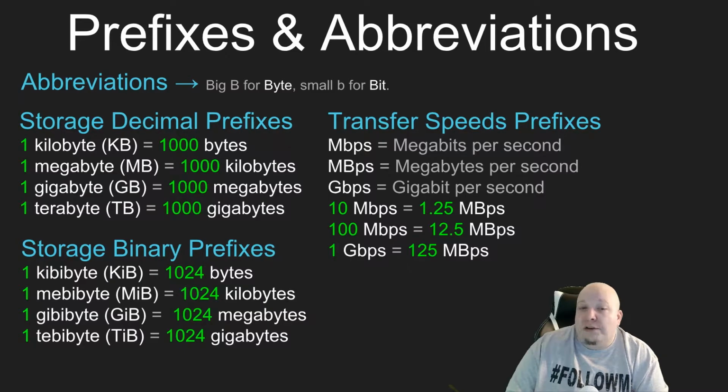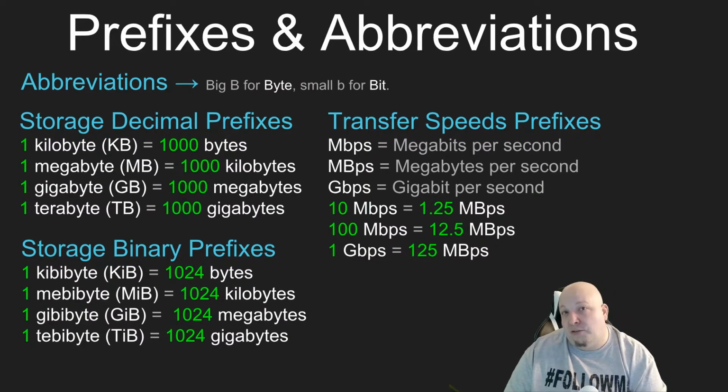But when you're trying to download, let's say, a 100 megabyte file, and you have a 100 megabit internet line, then you won't be able to download that in a second. It'll take 8 seconds because of that difference of 8, right?